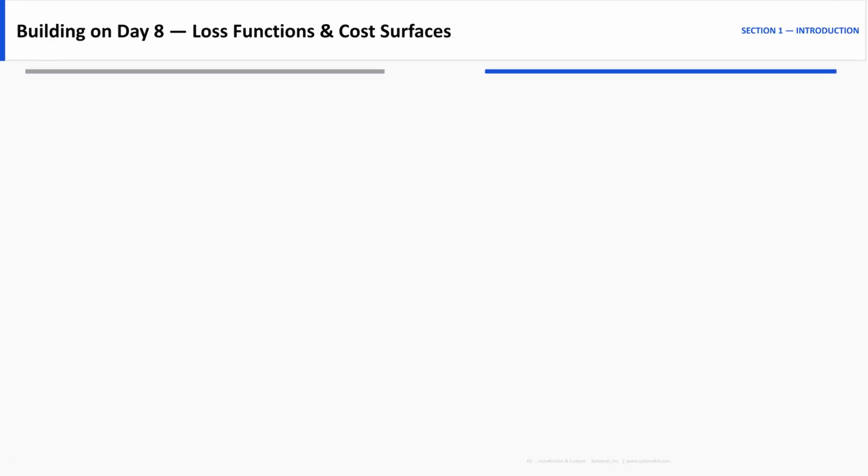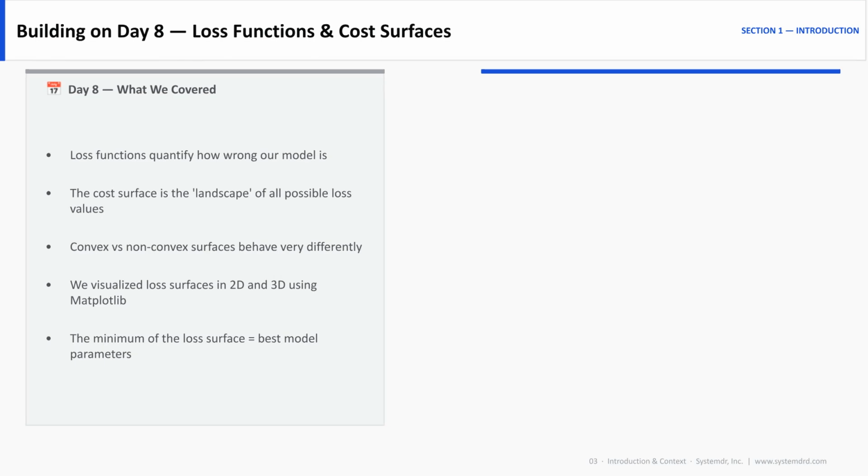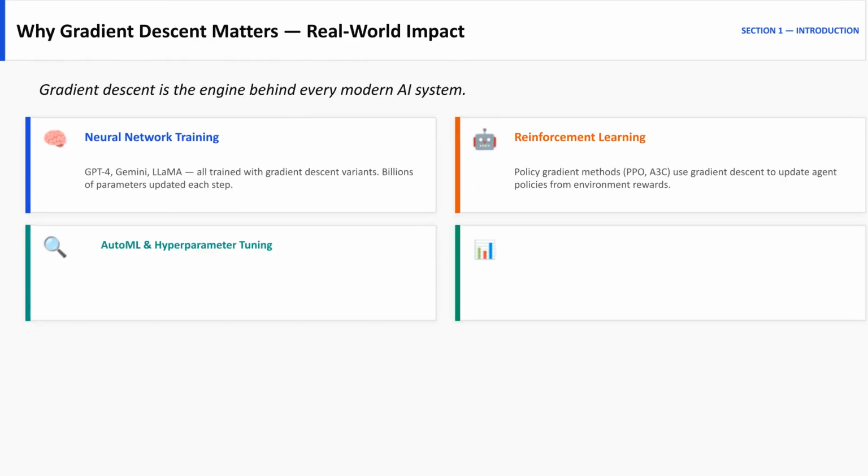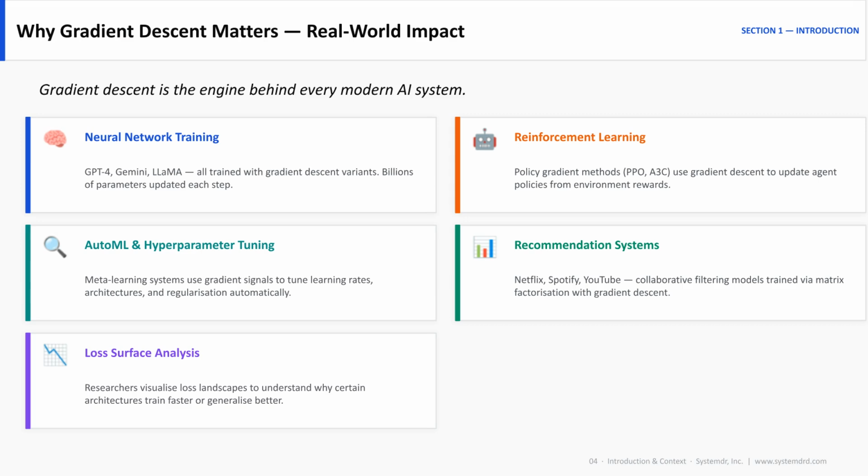Day 8 covered loss functions and cost surfaces. Today, we'll take action. Use the gradient to navigate the loss surface, implement gradient descent from scratch in NumPy, and tune the learning rate to observe convergence versus overshoot. Gradient descent is the engine behind every modern AI system. It's crucial for neural network training, reinforcement learning, automated machine learning, and understanding loss surface analysis.